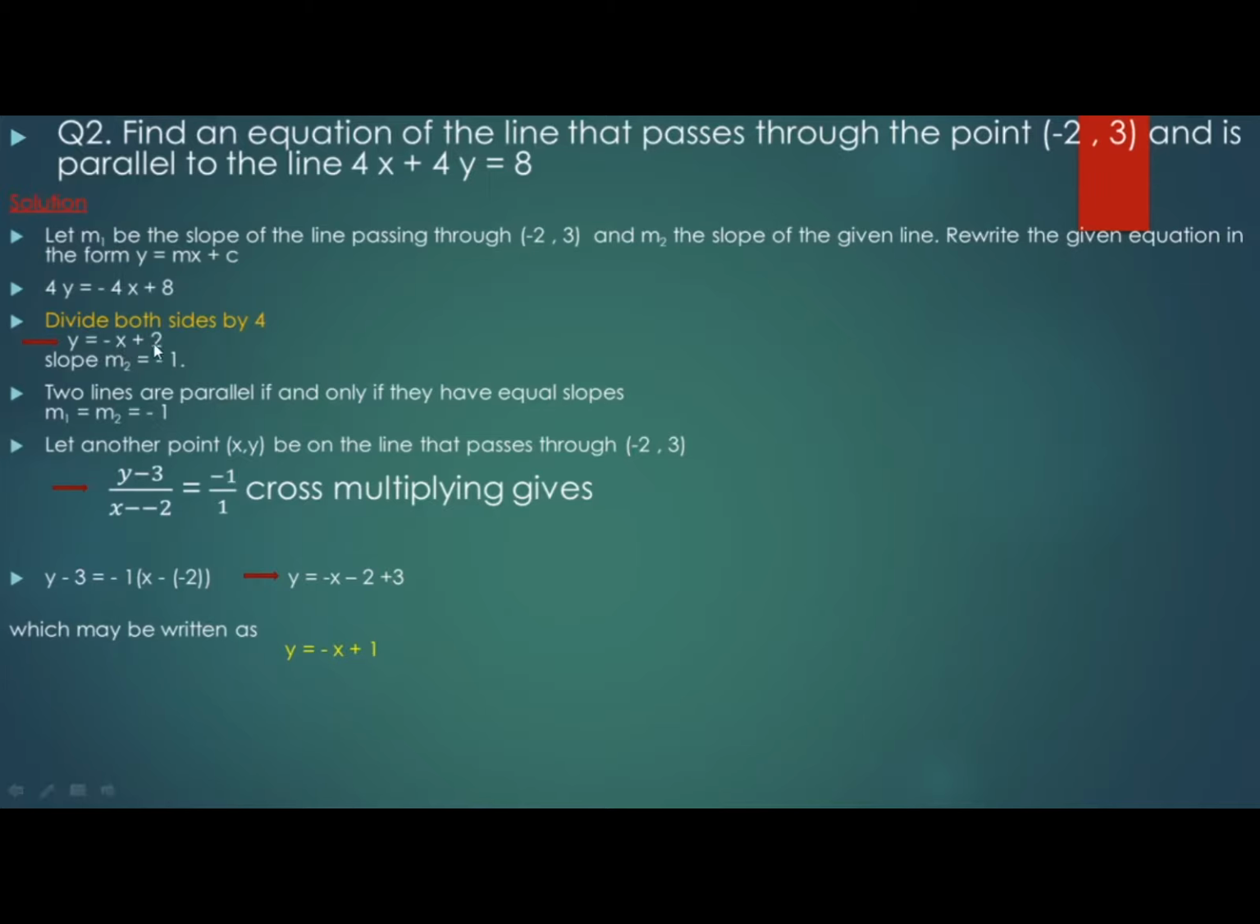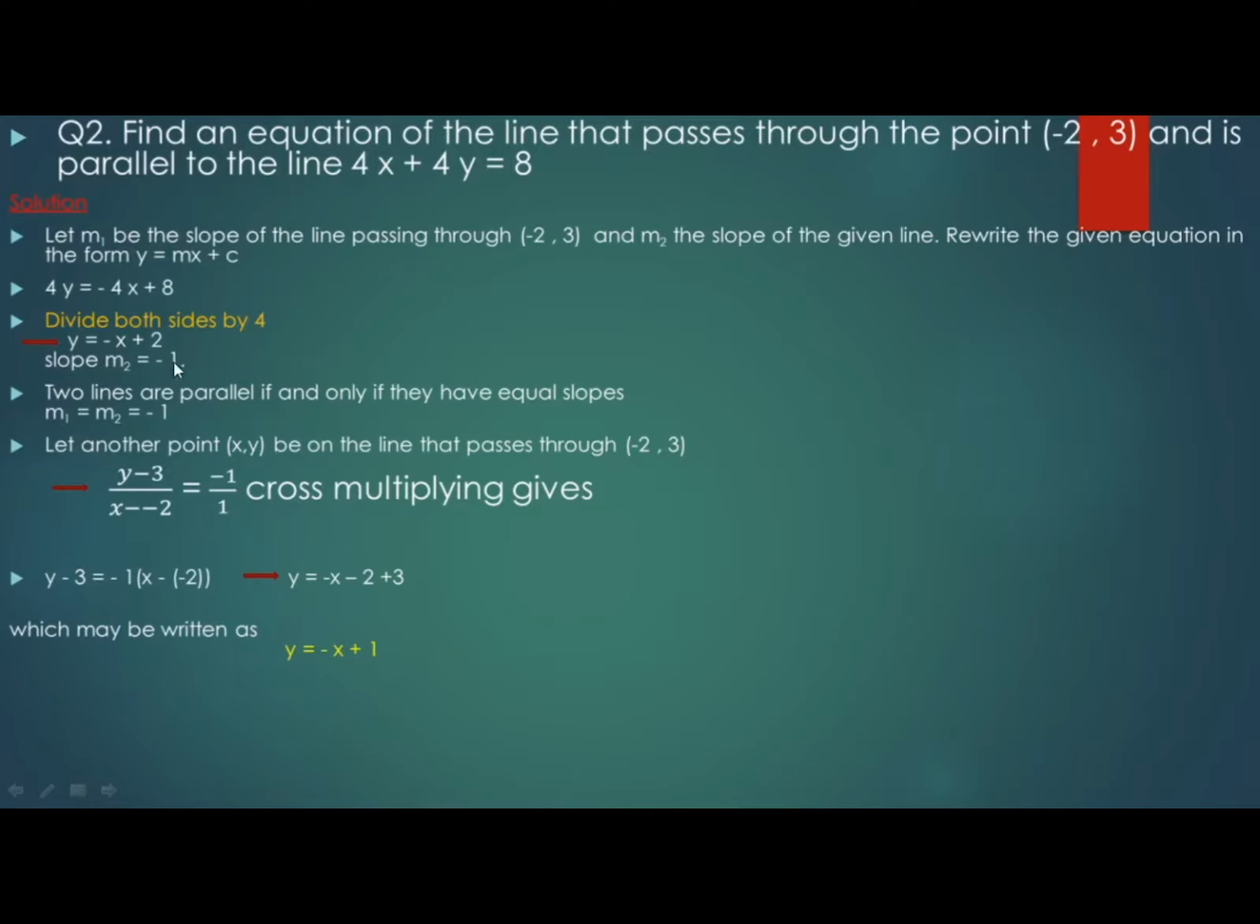That is the equation in the form y equals mx plus c. Therefore our m, the coefficient of x here, is -1. Since they are parallel, as we are told, we know that m1 equals m2. So our m2, the gradient of the line that will pass through here, will be -1.